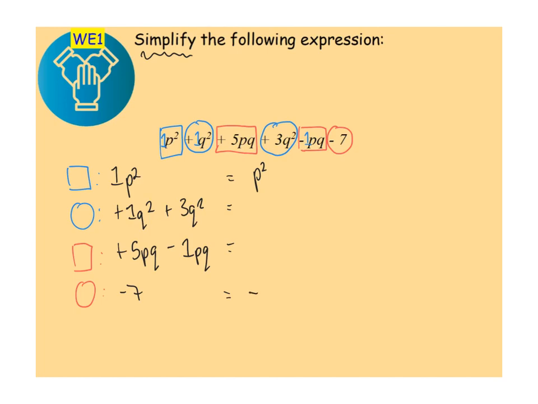The bottom one is negative 7, that's not going to change. And then these middle two, I've got 1q squared add 3q squared, that's 4q squared. And 5pq subtract 1pq is 4pq. So my answer would be p squared add 4q squared add 4pq subtract 7. And I'm done. Okay, on to worked example 2.